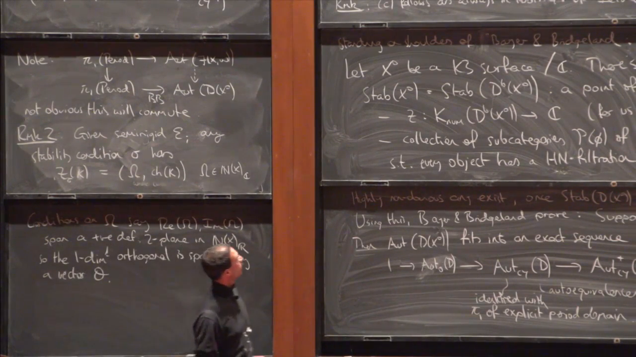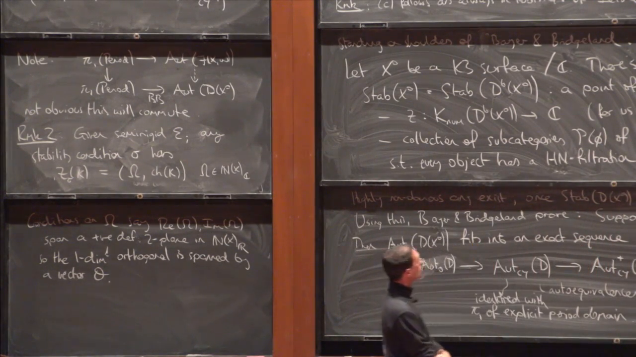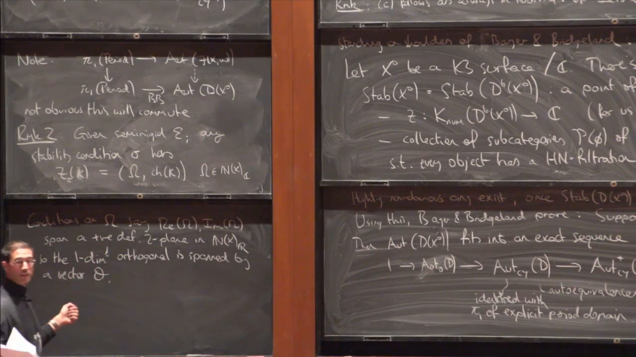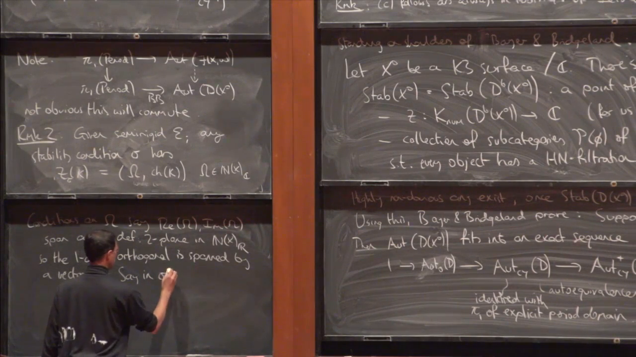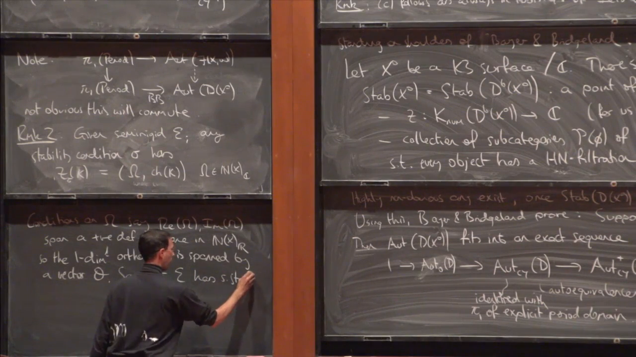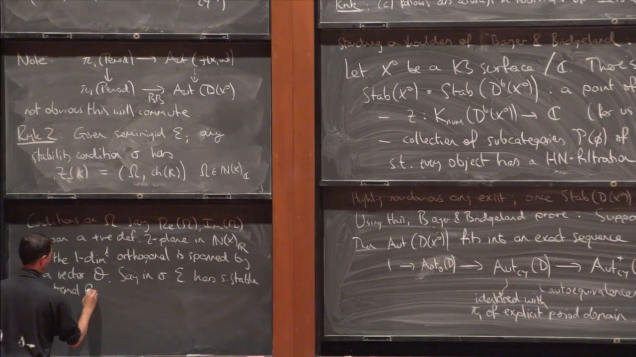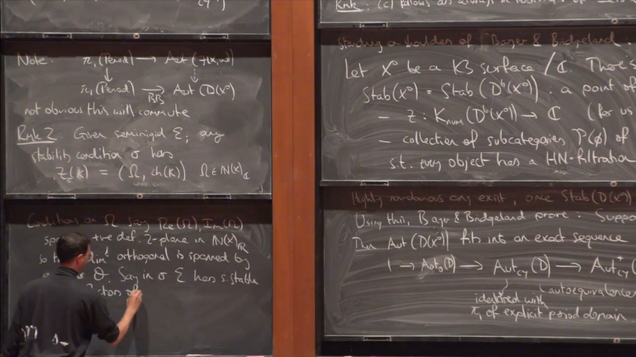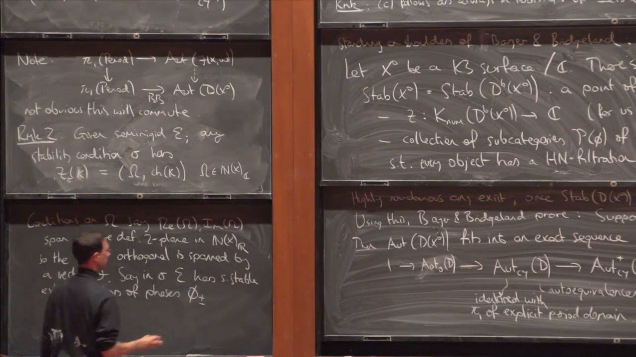And recall that one of the features of being a stability condition is that I have this decomposition into semi-stables. So there are outermost semi-stables for any object, the ones of largest and smallest phase. So say in sigma, E has semi-stable extremal factors of phases phi plus and phi minus.